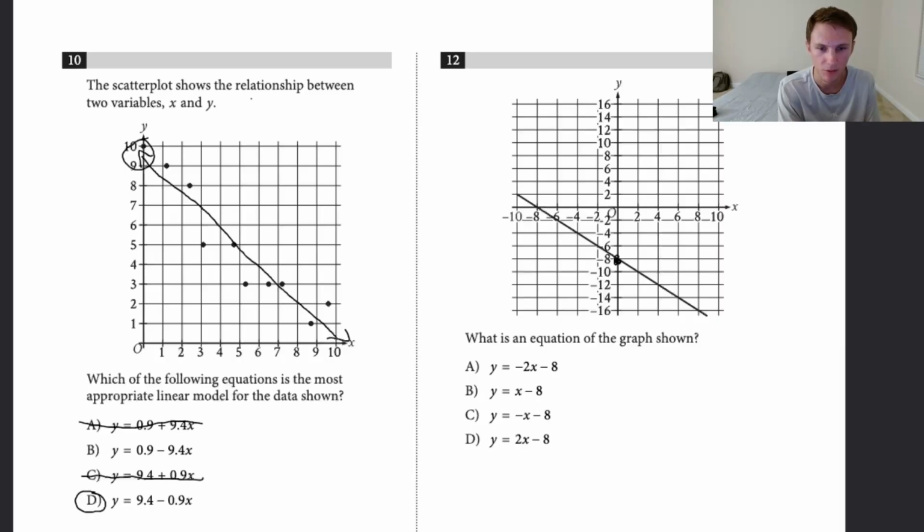It goes down from left to right, so it needs to have a negative slope. So we can cross out D. We can cross out B. And then we can just count the slope. So we go down 1, and then we go down 2, over 2. So the slope's going to be -2 over 2, which is going to be -1.